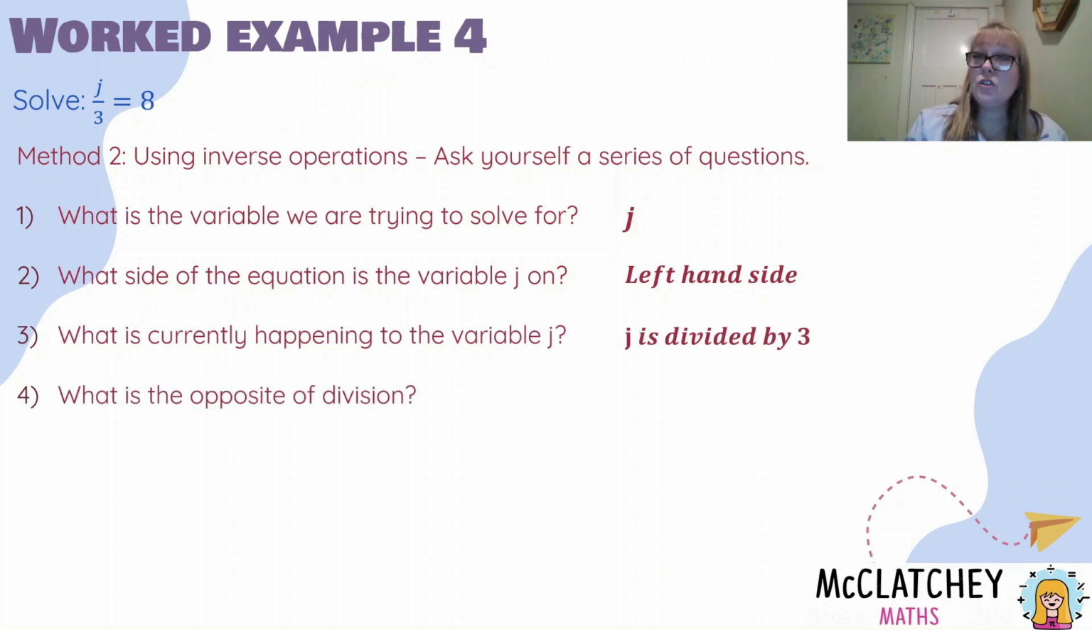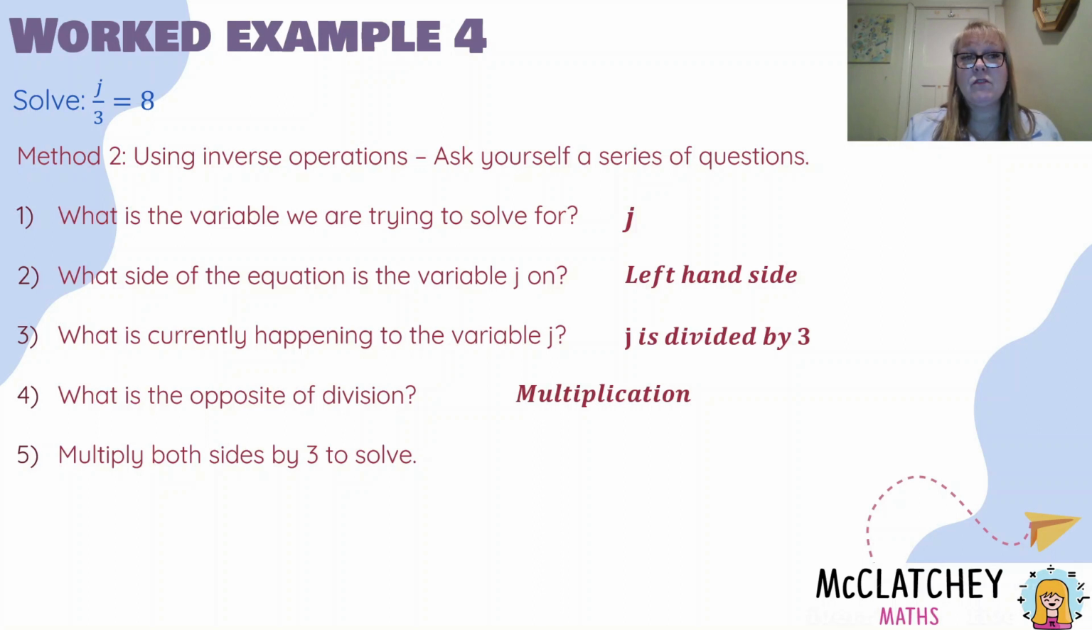How do I undo division? Multiply. Okay, so now instead of panicking about fractions, I'm simply doing opposites. That means I've got to multiply both sides by 3 to solve this. So what I'm going to do is rewrite this. And notice how here I've put a little bit of a gap. The reason for that is going to become apparent in a moment because I'm going to be multiplying this fraction by 3 and then multiplying the other fraction by 3.